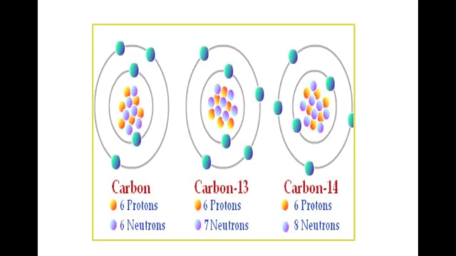This is another example of an isotope. Here we have carbon's 3 isotopes. There's carbon 12, carbon 13, and carbon 14. Again, these 3 isotopes have the same number of protons and the same number of electrons. The only difference in these 3 isotopes is the number of neutrons.